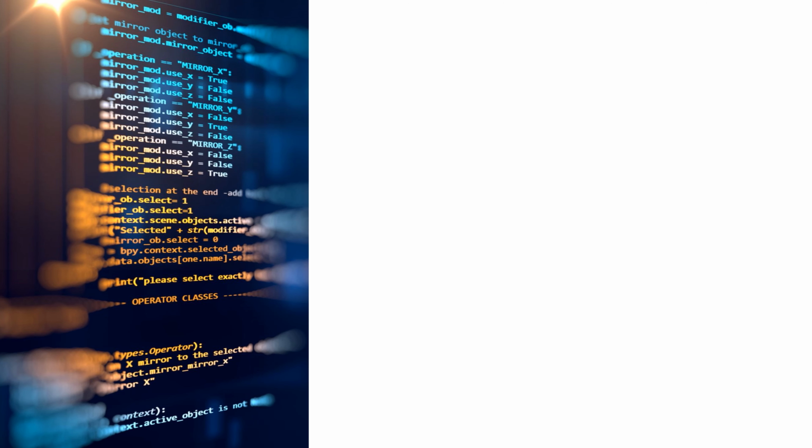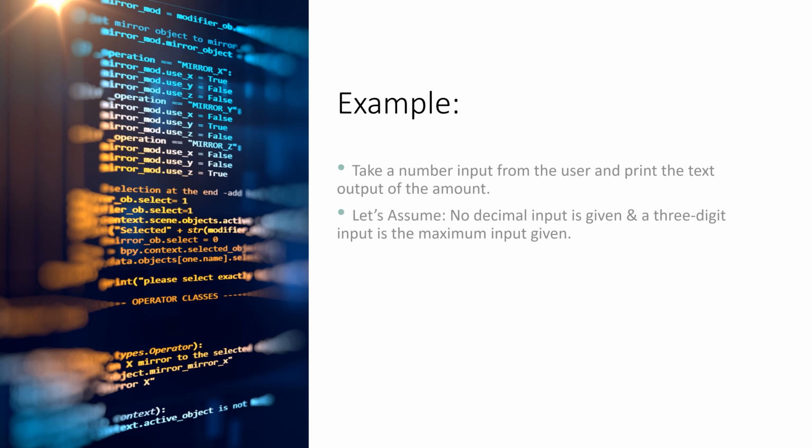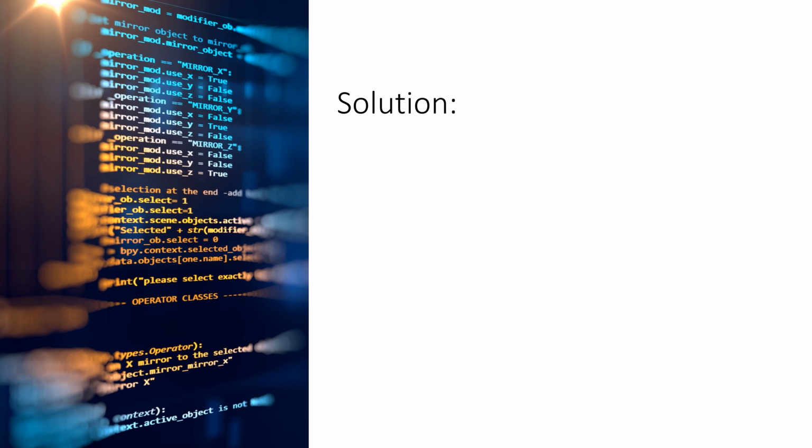Now let's say that you want to take an amount input from the user to print as a text and digits on a check. For this, you'll have to take a number such as 123 and output 123. For this example, let's assume that we shall not take any decimal input and we shall be taking a maximum of a 3-digit input. Firstly, let's divide this into simpler tasks.